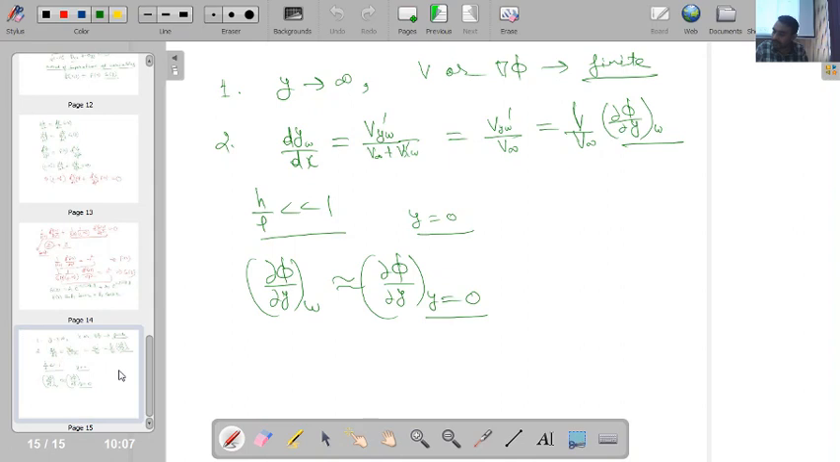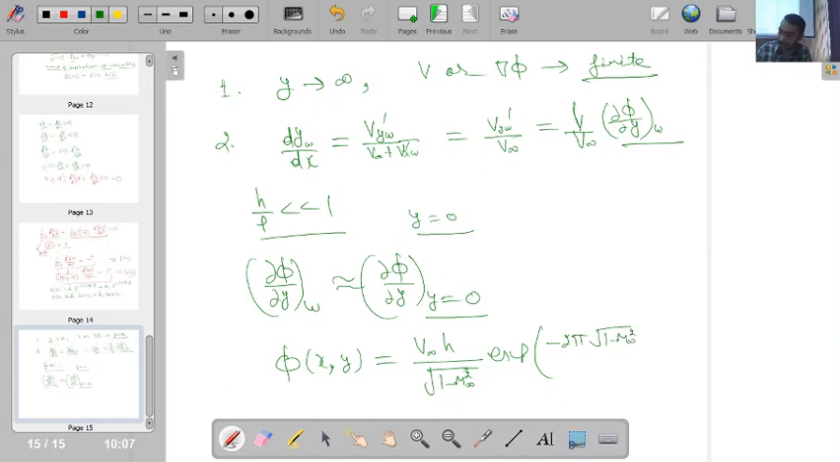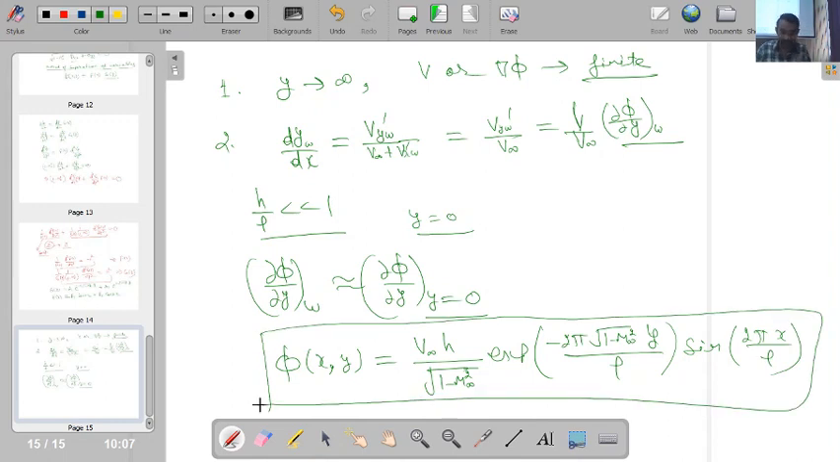So ultimately, if I do so, I will get a final equation of phi in terms of x and y equal to v infinity into h divided by square root of 1 minus M infinity square, and exponential of minus 2 pi into square root of 1 minus M infinity square into y by L, into sine of 2 pi x by L. So this is the solution of phi which you will be getting.